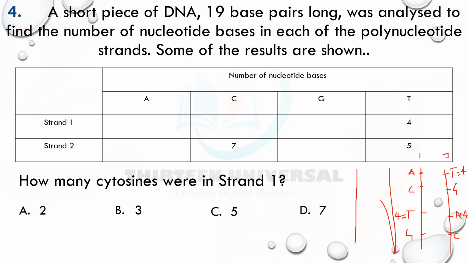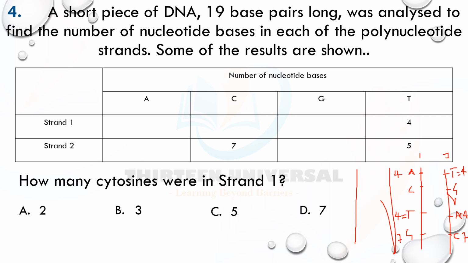Okay, that means it has 4 here. It's going to have also 4 adenine here because they are both complementary. Is that okay? Yep. And then it has 7 cytosine in strand 2. Now this is 7 here. So if 7 cytosine is there, that means we're going to have 7 guanine there.